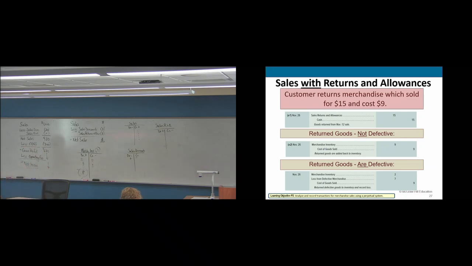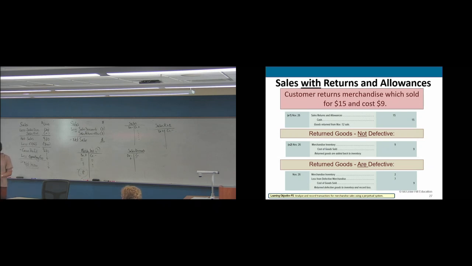So what I have to do now is, it's my inventory again, I got it back. So I have to add it back to the merchandise inventory, so I debit merchandise inventory for what I paid for it, in this case $9, and I remove it from the cost of goods sold account because it's no longer sold. It was sold, but now it's not, so I gotta take it out of there. So I credit cost of goods sold to reduce it, because now I'm gonna try to sell it again. That's if the goods are not defective.